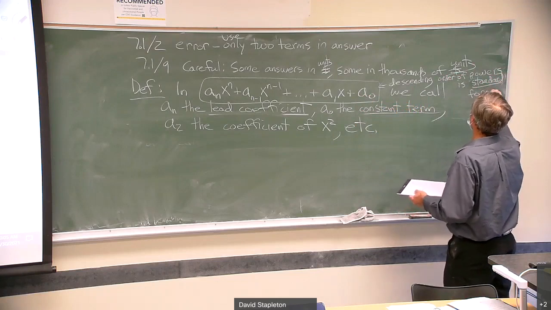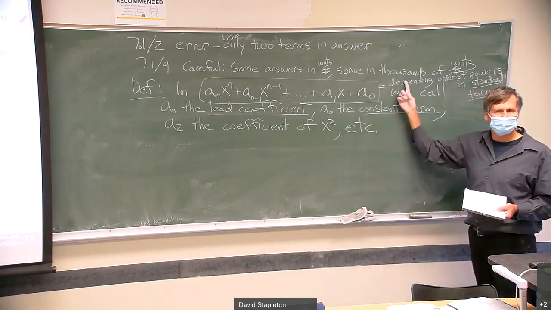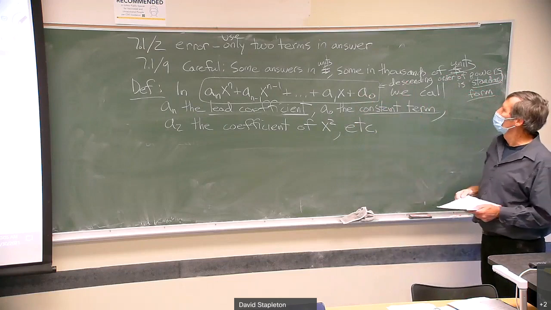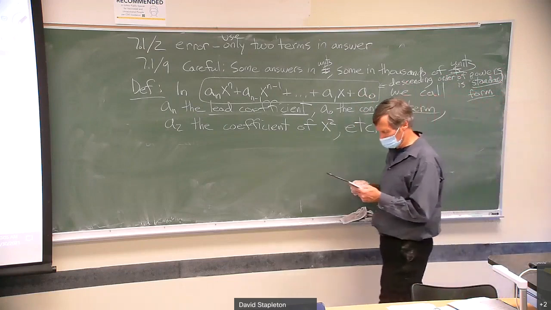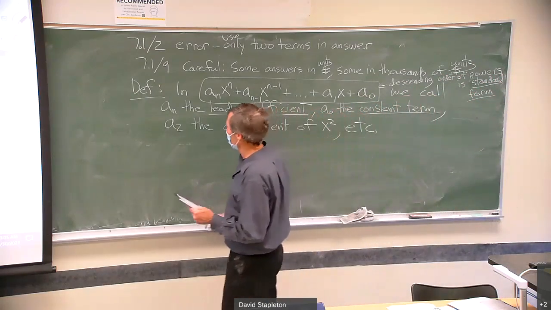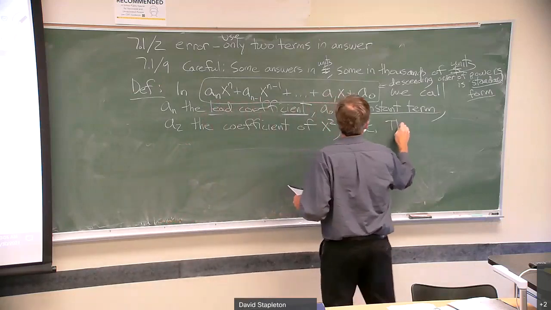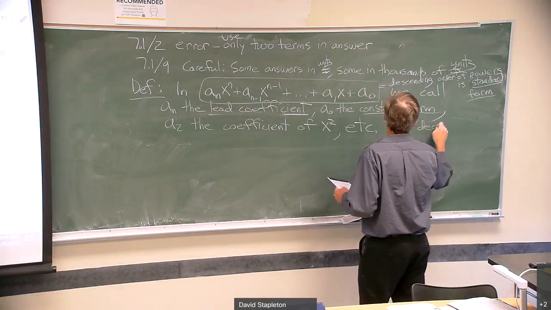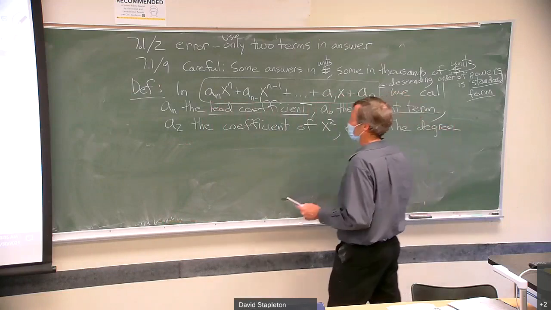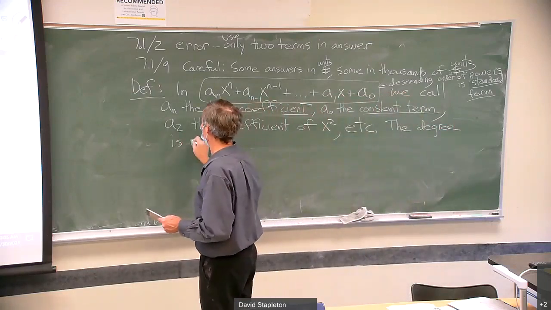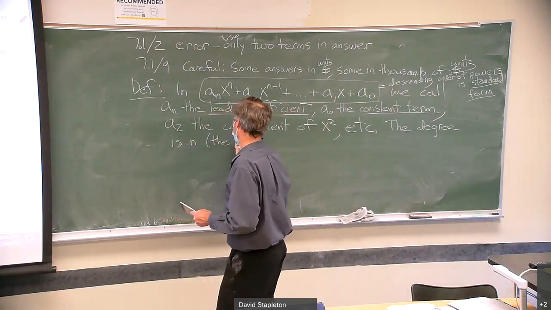So when you put answers on the test, I usually expect you to put them in standard form, all right? Put them in descending powers like that. The degree is the highest power of x. So the degree here is n, the highest power of x that appears.